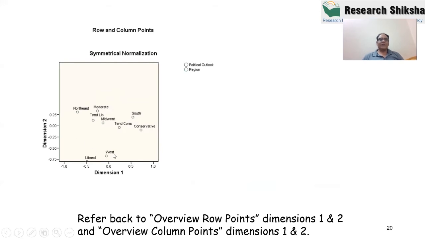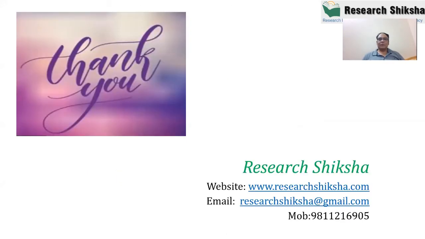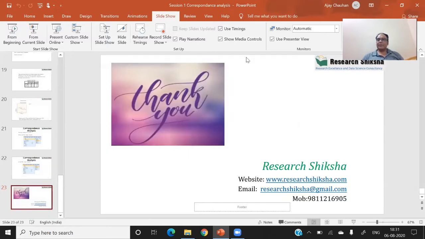Like in this, if you see this table, the moderate is closest to the trend. Northeast is close to the moderate. The south is closest to the conservative, and the west is very close to liberal. So in this way, we can conclude. And I'm going to discuss some examples.